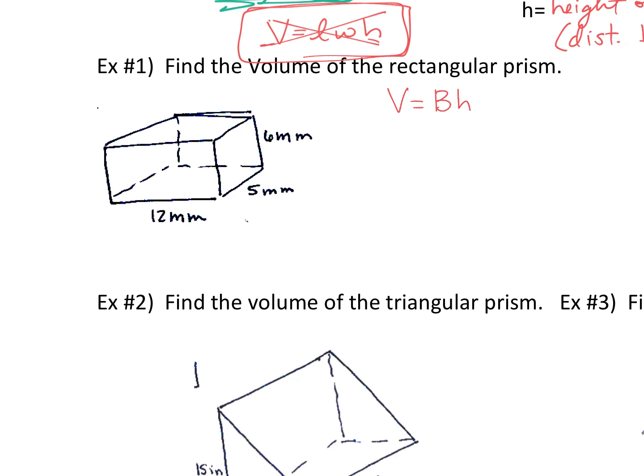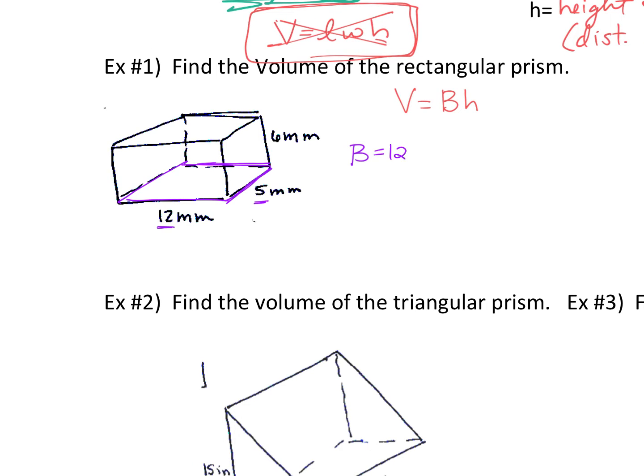Okay, now in a rectangular prism, you're allowed to use different things as your base. I'm going to stick with the bottom being our base on these. It doesn't have to be. That's just what I'm going to do. So if the purple is our base, what is B right now? It's 60, right? It's length times width, base times height, however you want to think of that. So it's 12 times 5, or 60.